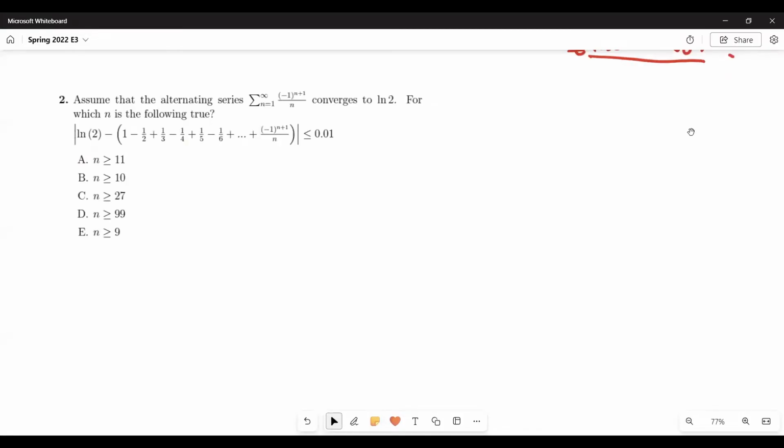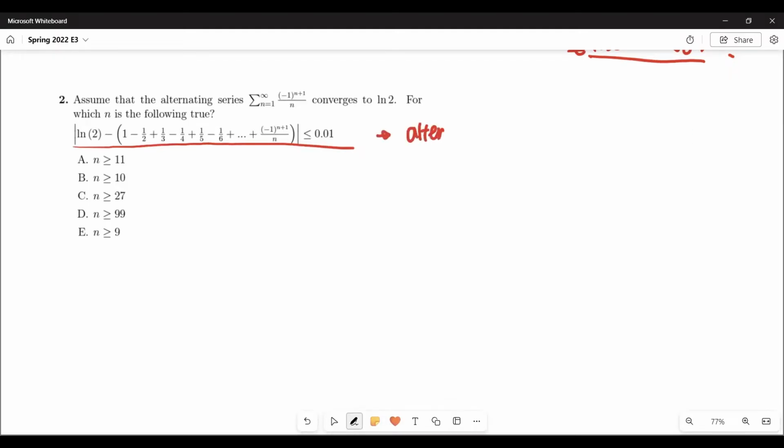Okay, this question asks to find for which n the following is true. Basically this equation is saying it's less than or equal to 0.01. So we know we have to use the alternating series estimation, because we are given that something is less than some value, which in our case is 0.01, and also we are given that it's an alternating series.